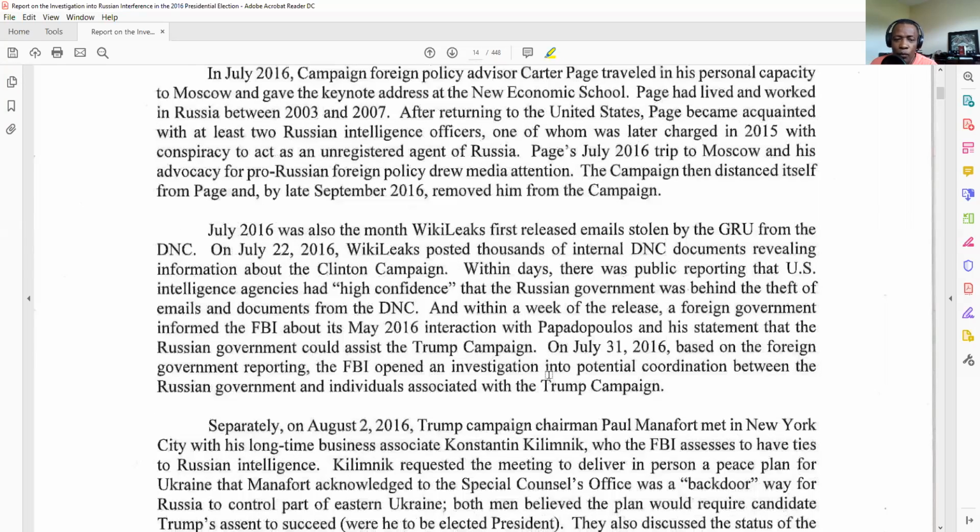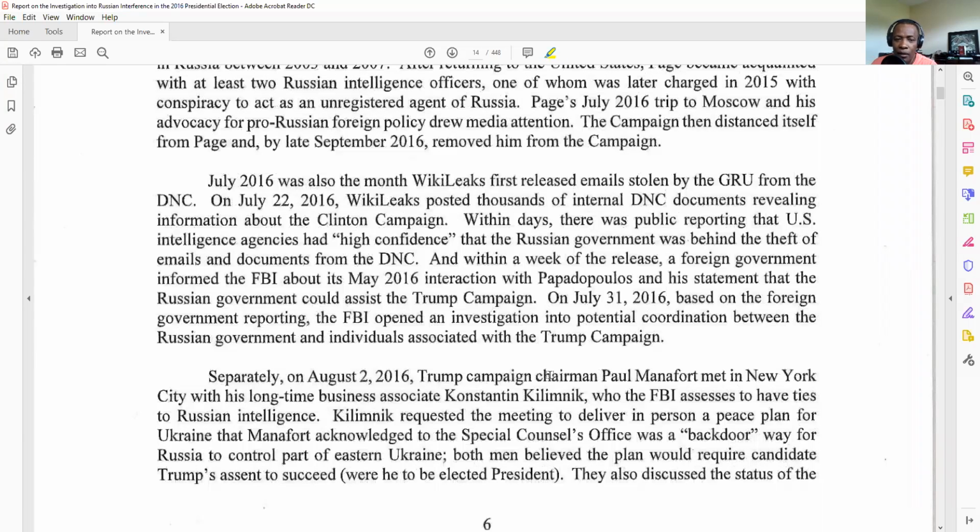July 2016 was also the month WikiLeaks first released emails stolen by the GRU from the DNC. On July 22nd, 2016, WikiLeaks posted thousands of internal DNC documents revealing information about the Clinton campaign. Within days, there was public reporting that U.S. intelligence agencies had, quote, high confidence that the Russian government was behind the theft of the emails and the documents from the DNC.